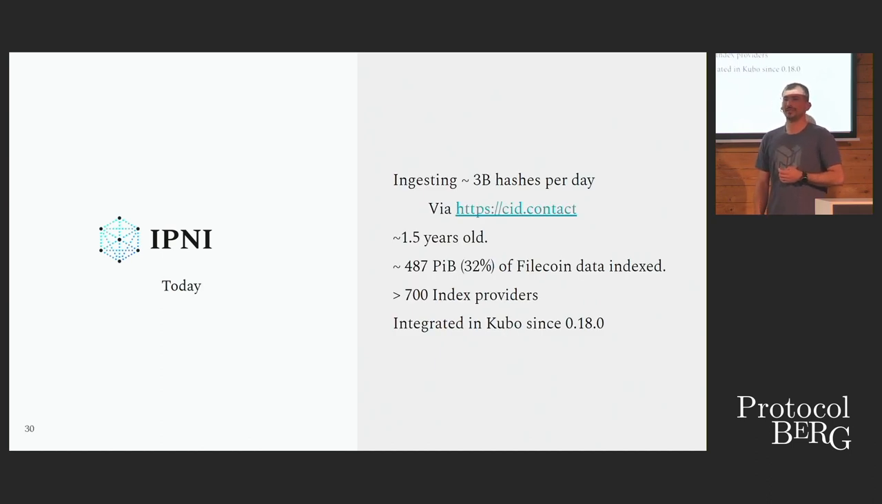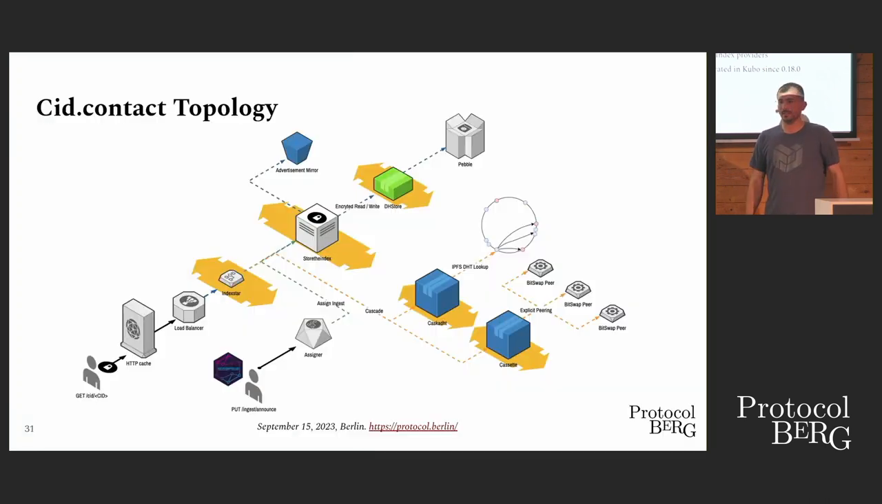Today, we are ingesting about 3 billion hashes per day. This is all happening on cid.contact. This whole service is about a year and a half old. It's just amazing how far along it has come. Its index covers 32% of the Filecoin data, which is a total of about 500 petabytes of data, which is staggering. As Dennis mentioned, we only have about 700 providers. Most of these are big boys. These are providers that provide huge amounts of data. And IPNI is integrated as a default router in Kubo since version 0.18, which was released in early January.